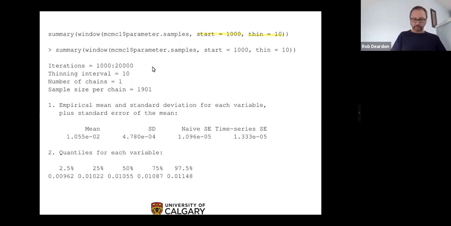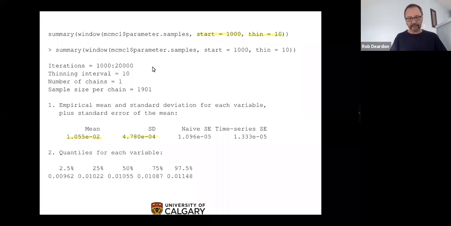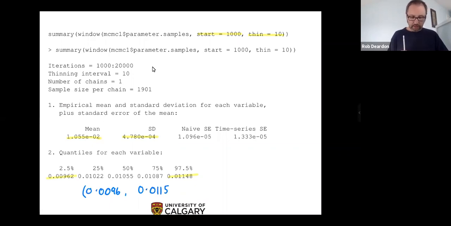So you can see my posterior mean there. There's the posterior standard deviation. And I've got the quantiles here. So my 95% credible interval or percentile interval is given by this here. That expresses that I have a 95% belief that my parameter lies in this interval. And remember, the true value was 0.01.